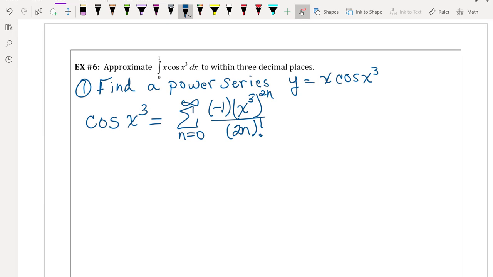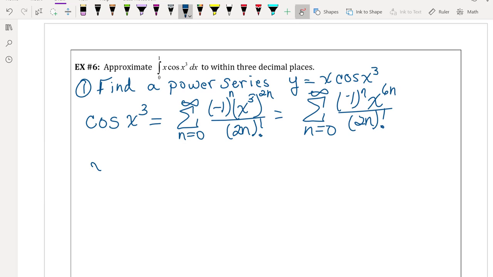Okay, so simplifying this, we have, this should have an n there, sorry, (-1)^n, x^(6n) over 2n factorial. Now we can combine that with multiplying it by x. So then we're going to have x times cosine x cubed. So we're just going to multiply our series by that x.